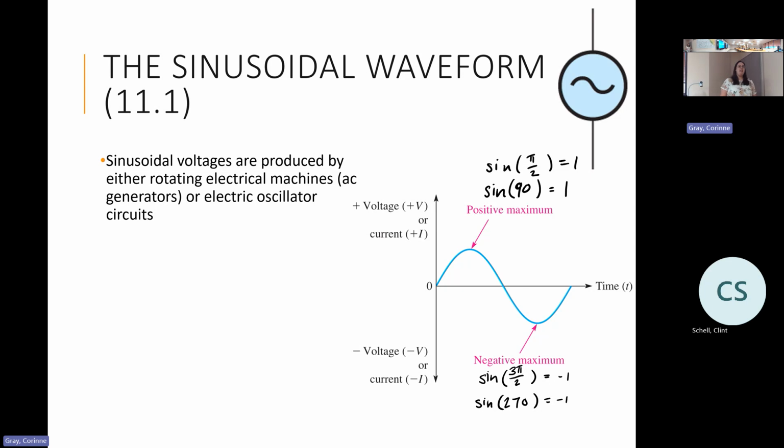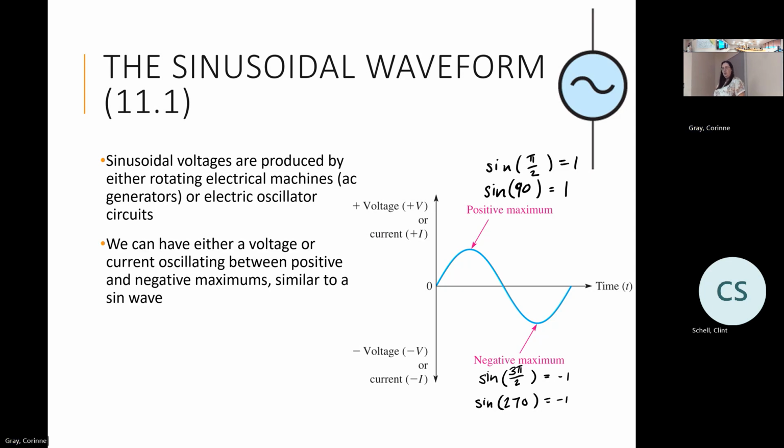Especially as we get a little further, we are going to start using radians with respect to talking about our AC sources. So we're going to be seeing that pi over 2 and the 3 pi over 2. I don't want to say every time, but it's going to show up rather often.